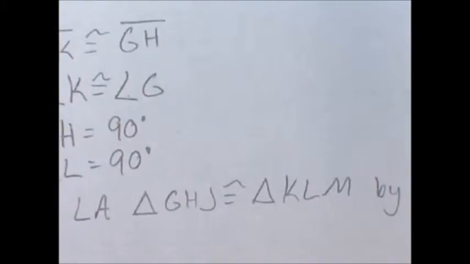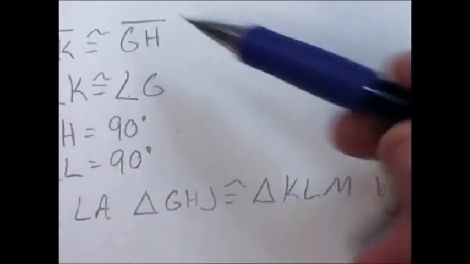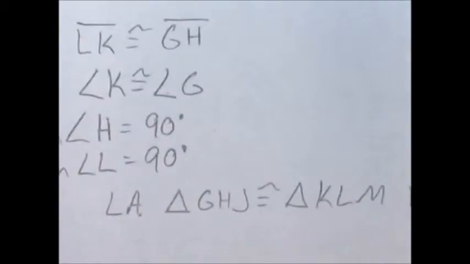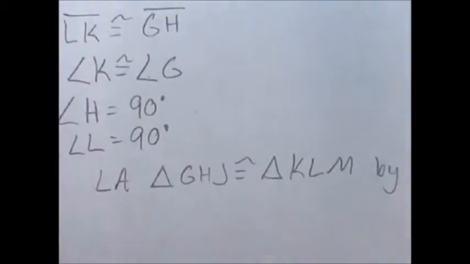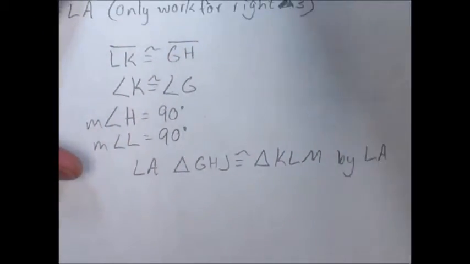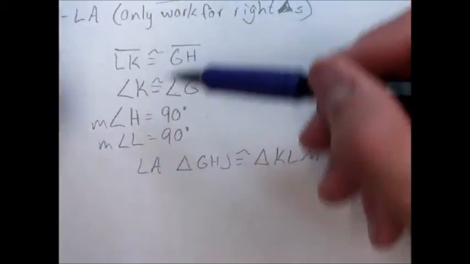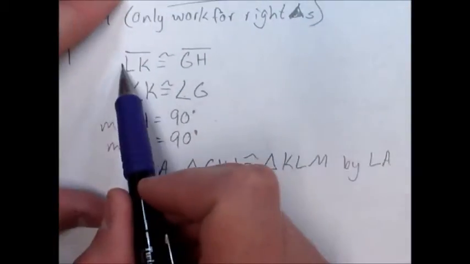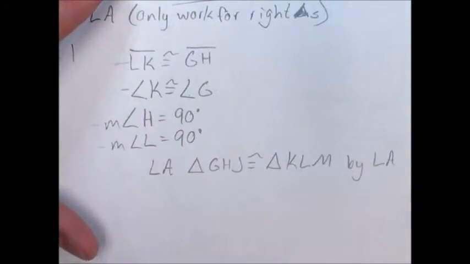LA. Whatever way you're going to write this, whether it be a two-column proof or anything else, you have to state the things that are congruent, the leg and the angle, by leg angle. Make sure you state all of the things. You definitely have to have a leg, you have to have an angle, and you have to state that the two triangles are right triangles. So you have to state that their angles are equal to 90 degrees.